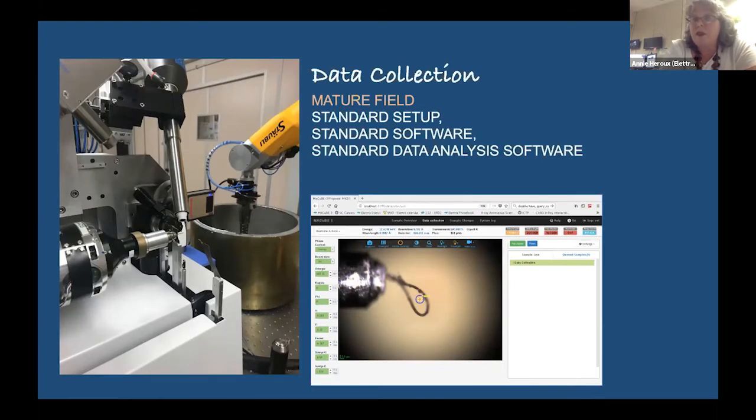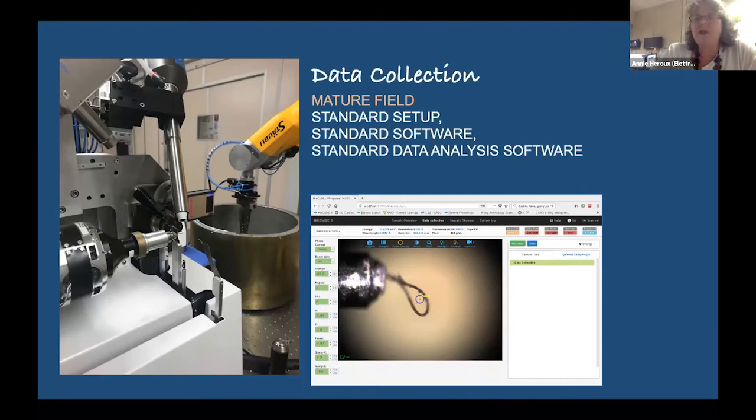Most of the facilities have a robot to mount your samples, and we have this because a data collection is very short. Normally users send crystals frozen, and they will send up to 142 crystals per beam time session, and these sessions can be pretty short. So we have the standard setup, but we also have standard software.